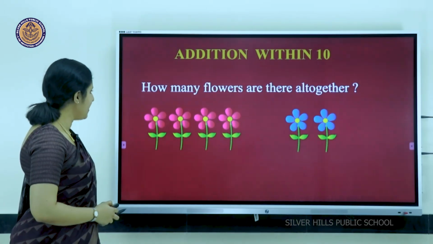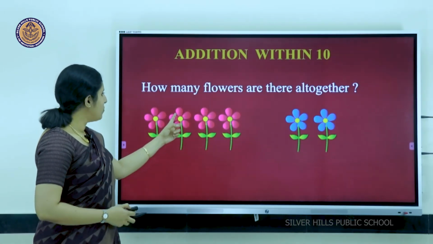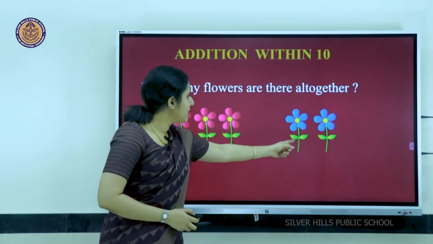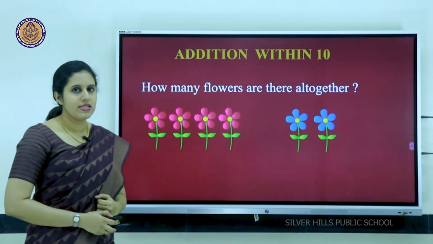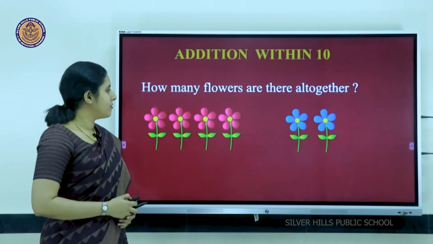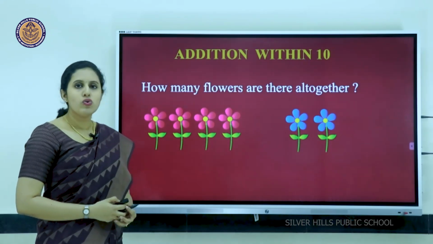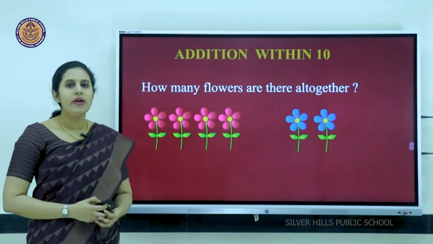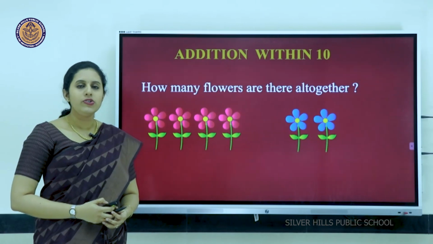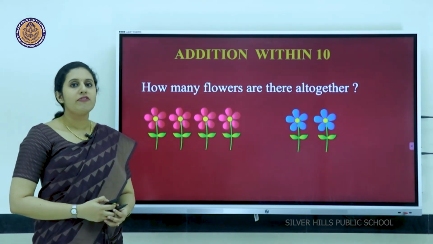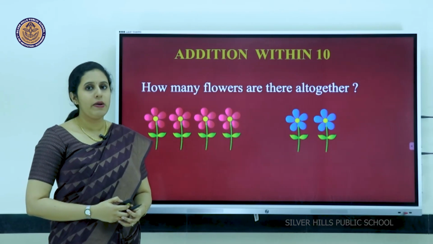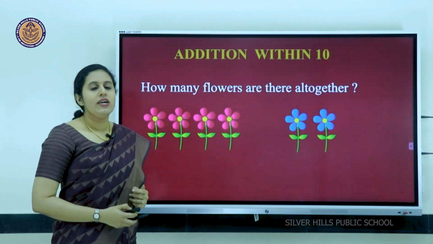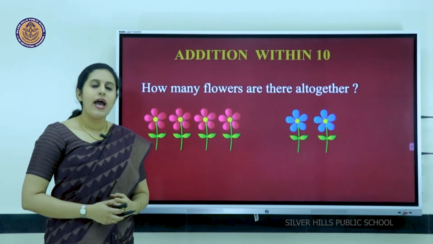As you can see on the screen, there are 1, 2, 3, 4 pink flowers, 1, 2 blue flowers. So, 4 pink flowers and 2 blue flowers. Yes. Now the question is, how many flowers are there all together? That means we have to add the total number of flowers, right? So 4 on one side, 2 on the other side, we have to add 4 and 2.